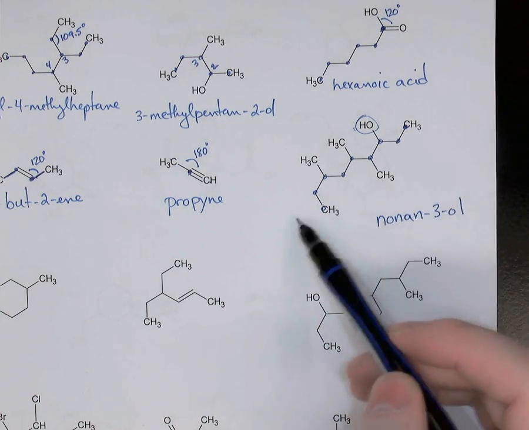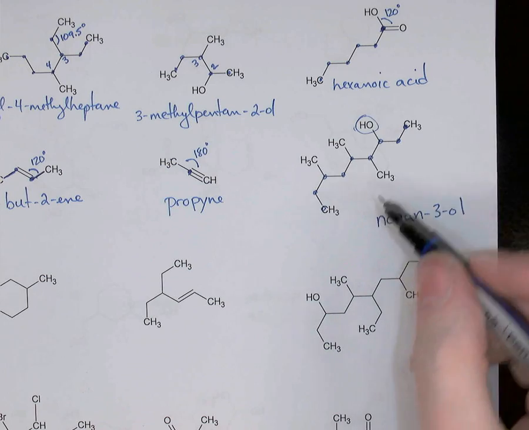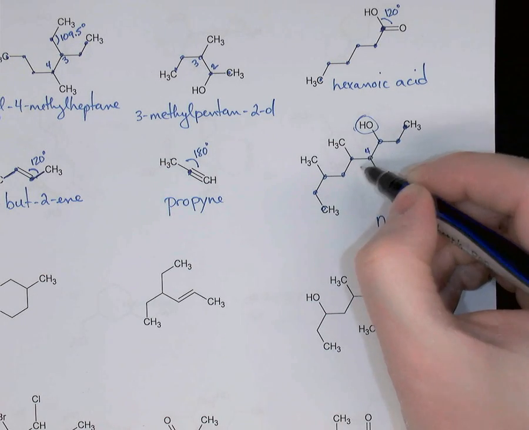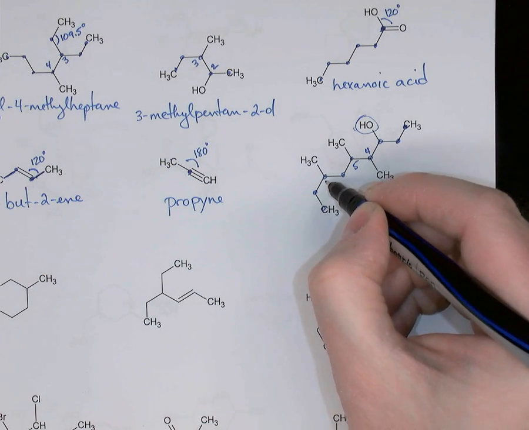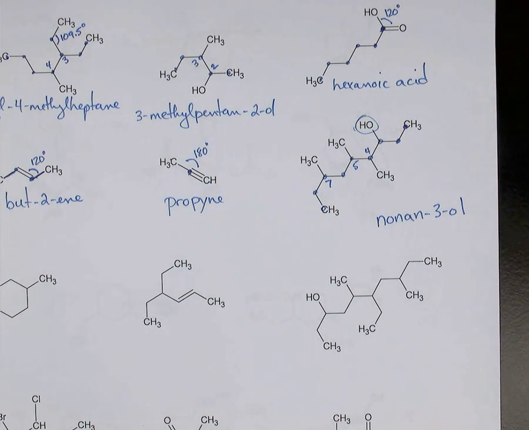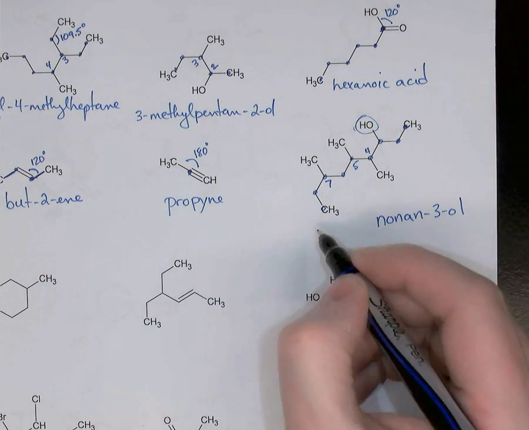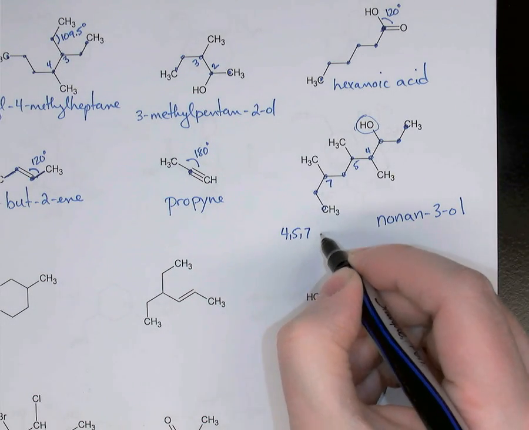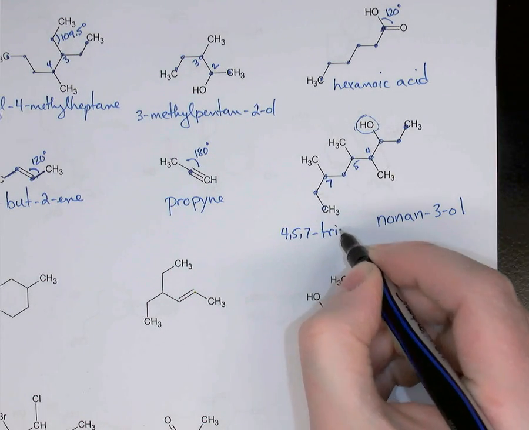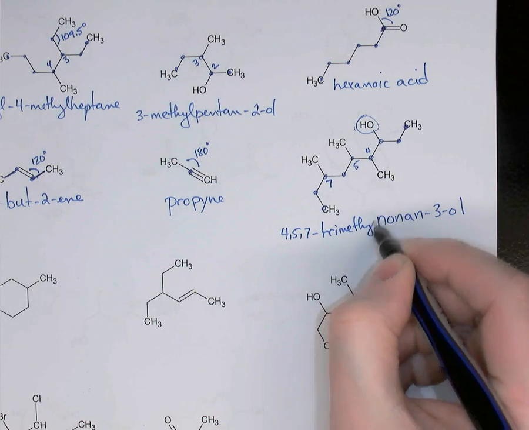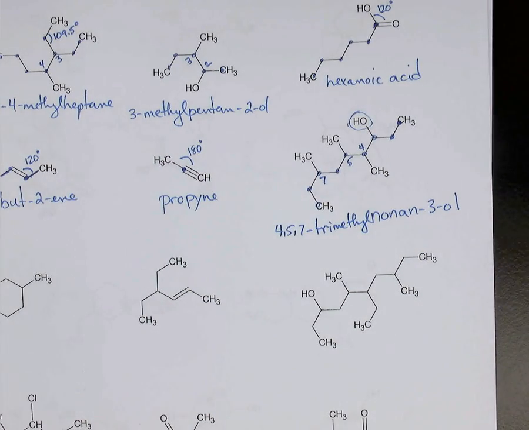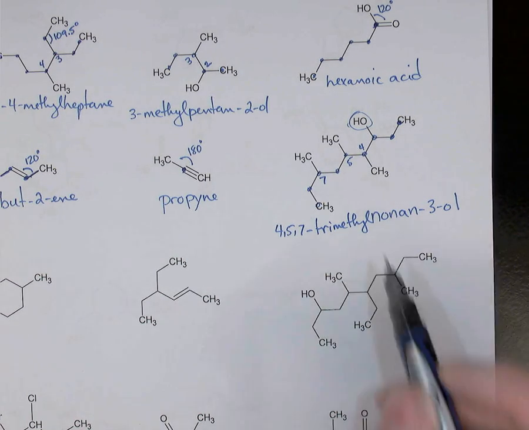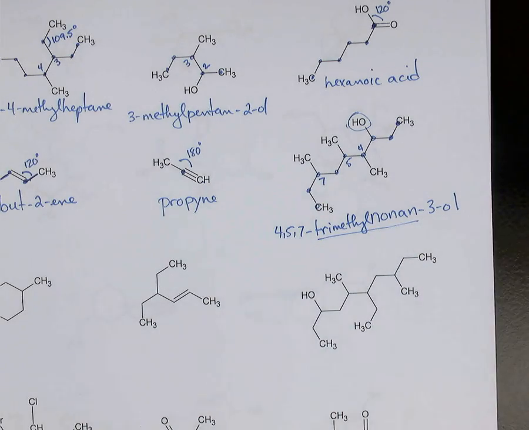So there we've named the alcohol. But now we see some branches. Carbon 4, carbon 5, carbon 7 all have methyl branches attached. So we'll say 4,5,7-trimethyl nonan-3-ol, or 4,5,7-trimethyl-3-nonanol. Notice that this would all be one word.